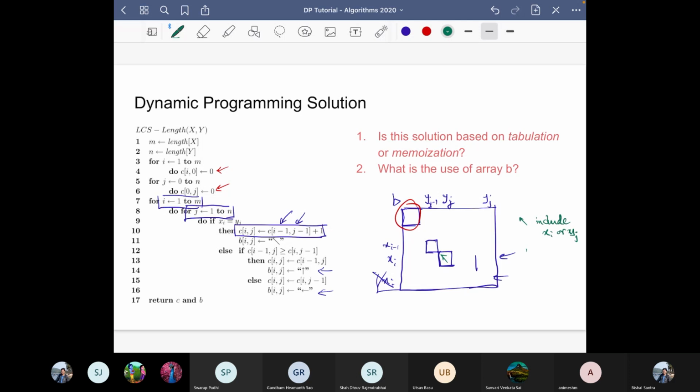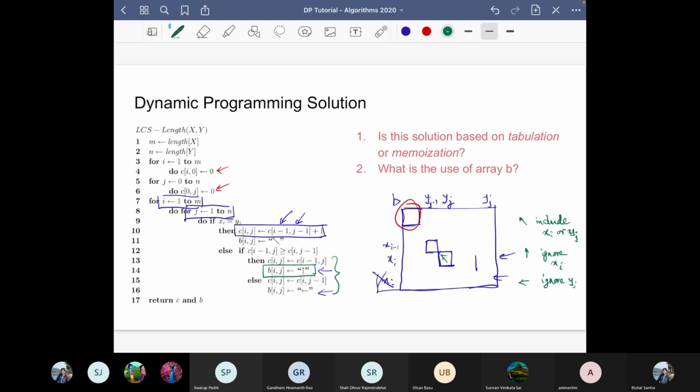If you see an up arrow, it is saying that xi and yj are not equal, so we cannot include them. This up arrow is saying ignore xi and move up. Since they're not equal, let's look at the solution at the top. And the left arrow is saying ignore yj. So it is basically shortening one of the sequences. And the corner arrow is basically saying we have found a match and this goes to the solution.